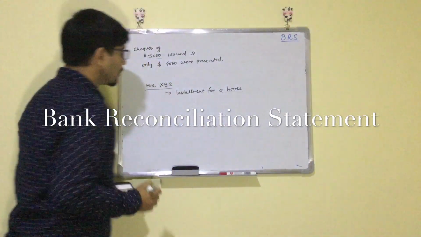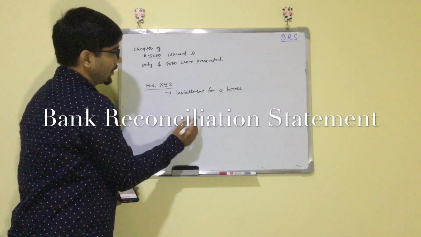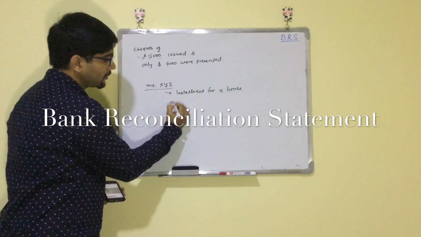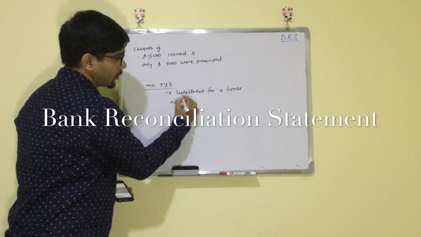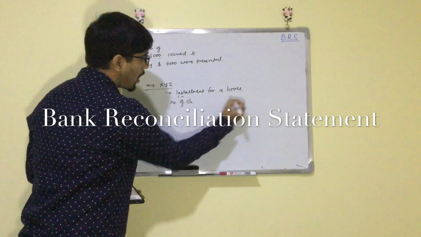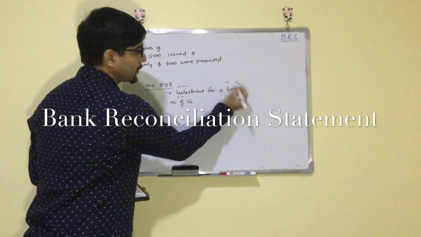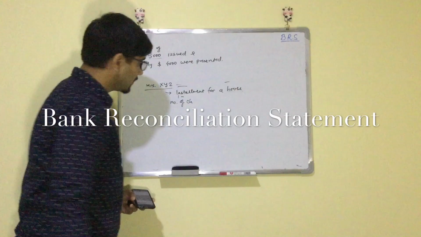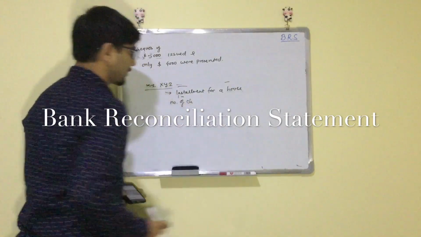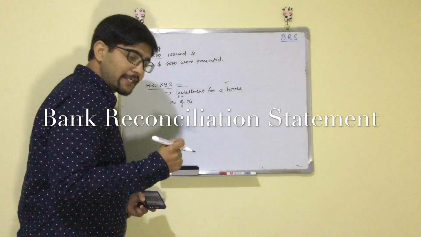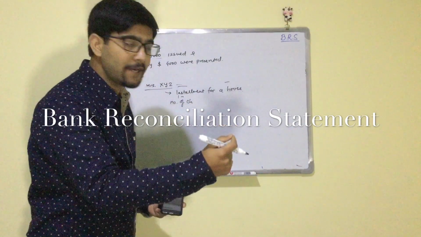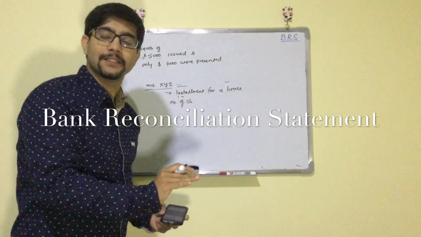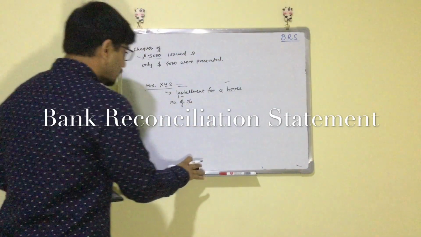So they have issued checks. There are a number of checks: installment of house, installment for car, payment for electricity, payment for Wi-Fi, internet. Why are checks issued? Checks are issued for payments. Payments obviously mean our bank balance is going to decrease.